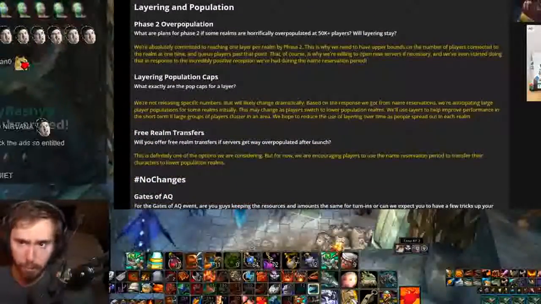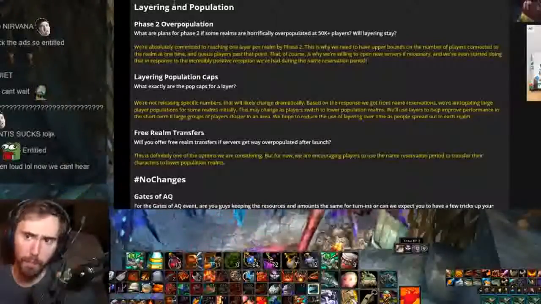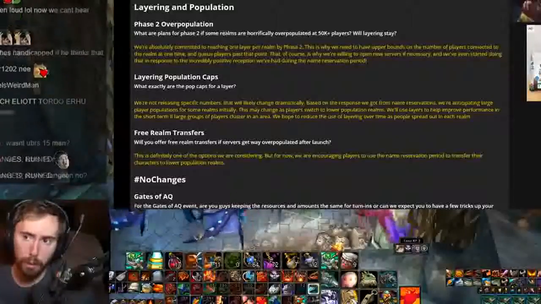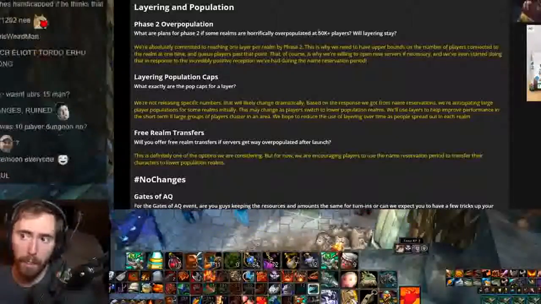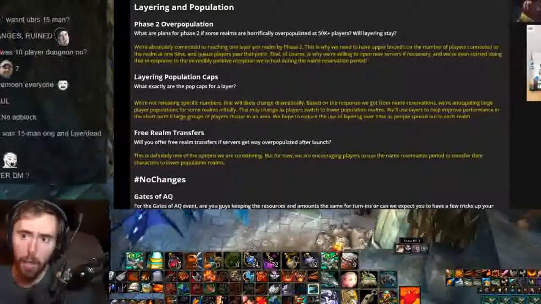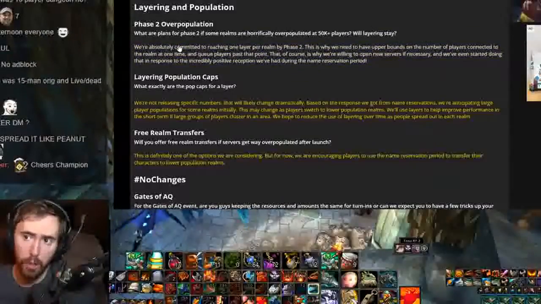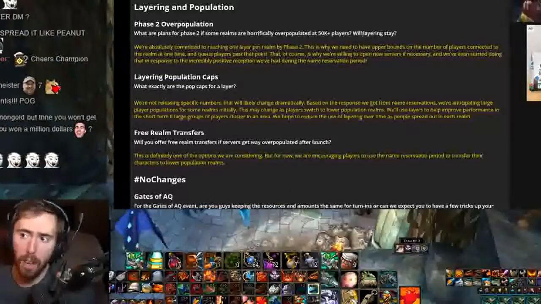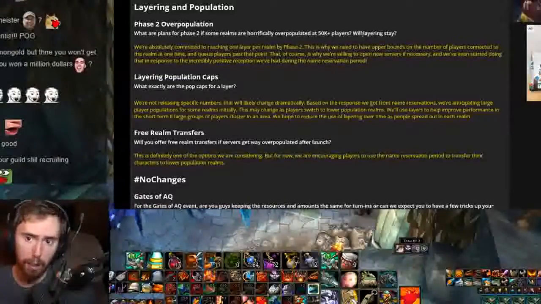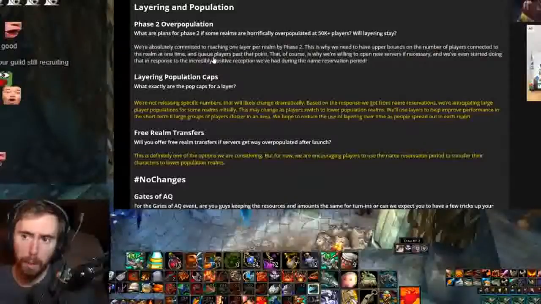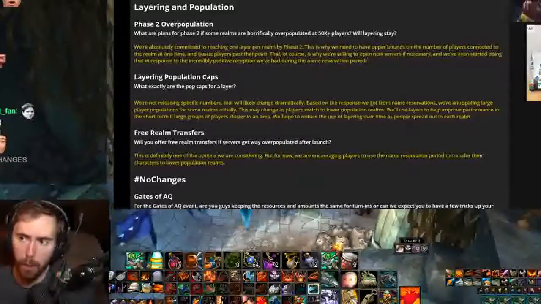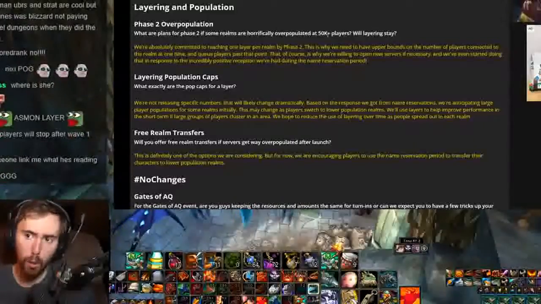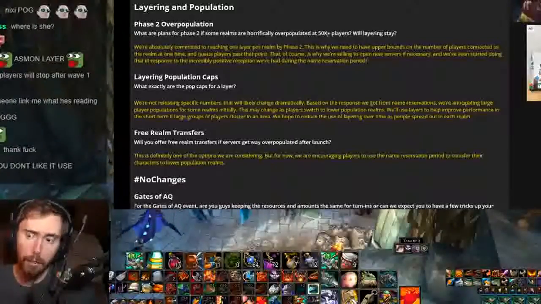Okay, alright, anyway. Layering and population. Phase 2 overpopulation. What are the plans for Phase 2 if some realms are horrifically overpopulated at 50k plus players? Will layering stay? We are absolutely committed to reaching 1 layer per realm by Phase 2. This is why we need to have upper bounds on the number of players connected to the realm at one time, and queue players past that point. That, of course, is why we're willing to open new servers if necessary. And we've even started doing that in response to the incredibly positive reception that we have had during the name reservation period.